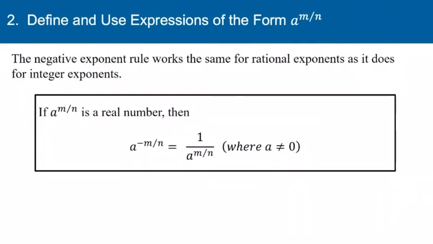Okay, now we're going to move on and talk about the negative exponent rule with rational exponents. It works exactly the same for rational exponents as it does for integer exponents. So if you have a to the negative m over n, you can make that exponent positive by moving that expression to the denominator, as long as your base is not 0, of course, because then you would have an undefined expression.